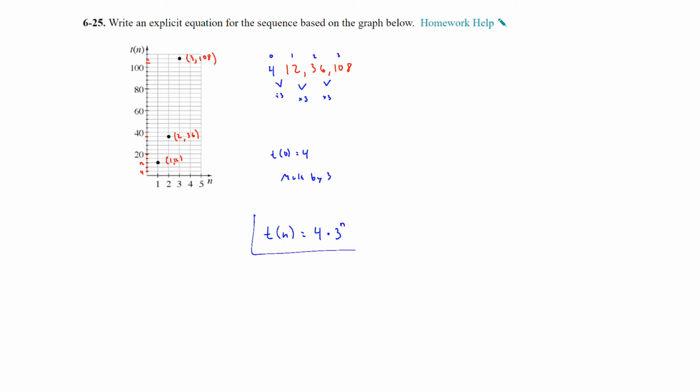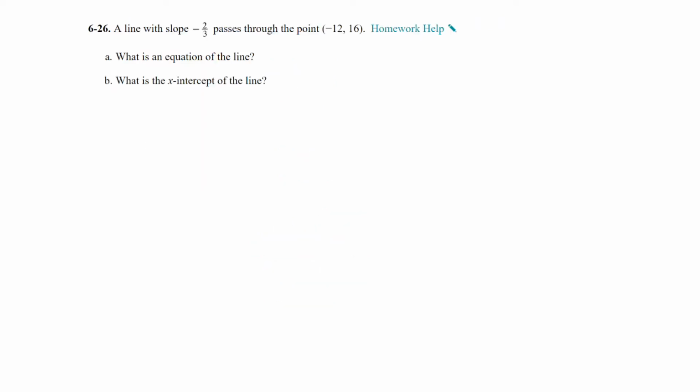And there's your equation. You could also use the alternative notation, a sub n is equal to 4 times 3 raised to the n. So either one of those would be fine. But we are writing, once again, the explicit equation, not the recursive.